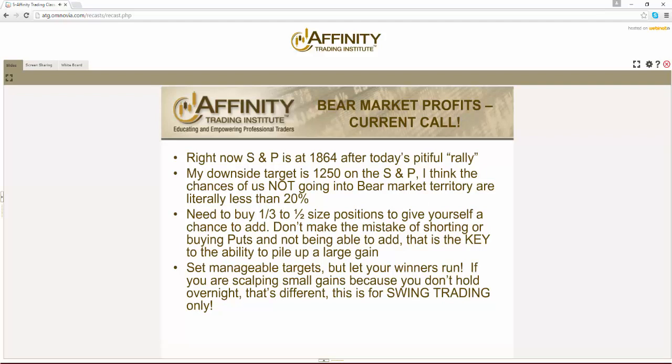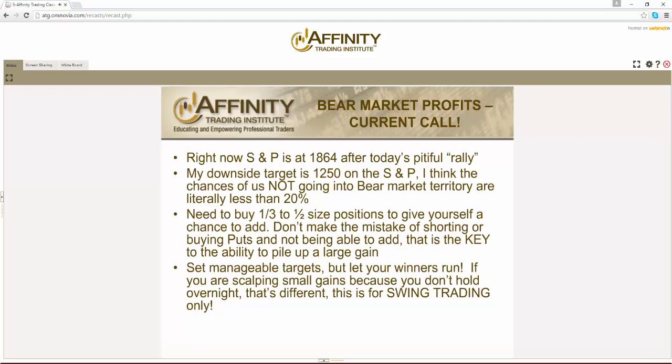If you're taking 30-cent profits and you're losing a buck 30 on your losers, you'd have to hit like 75% just to break even. Well, not that many people hit 75%, and you'd have to hit more than that to actually make money. So not a good strategy.